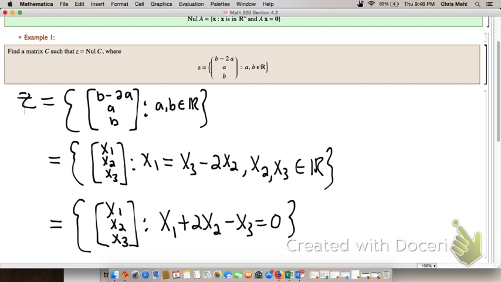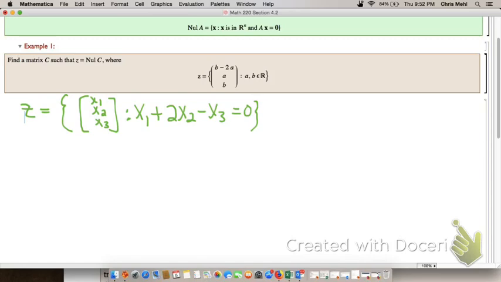Since the vectors in the set Z have 3 entries, the matrix to multiply by these vectors must have 3 columns. Since there is just one single equation involving those vectors, we can just use a matrix with a single row and 3 columns. If you look at the expression x sub 1 plus 2x sub 2 minus x sub 3 equals 0, the coefficients on x sub 1, x sub 2, and x sub 3 are going to be my entries in each column in my 1 by 3 matrix.